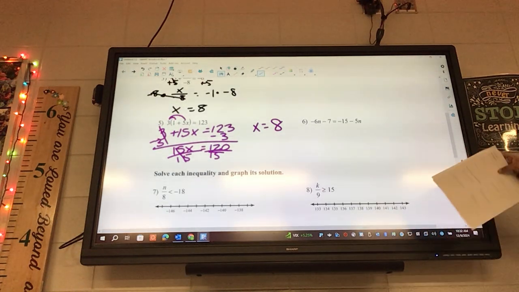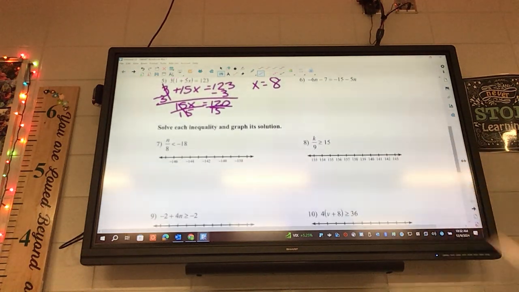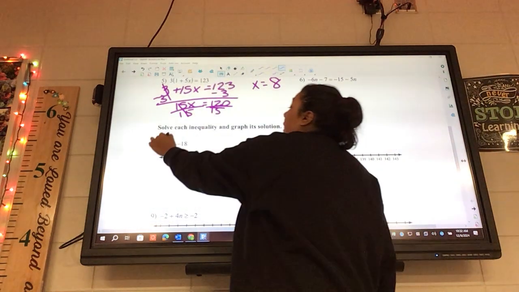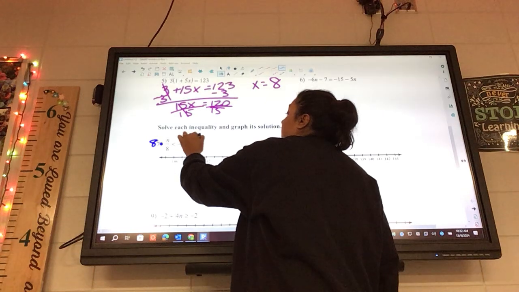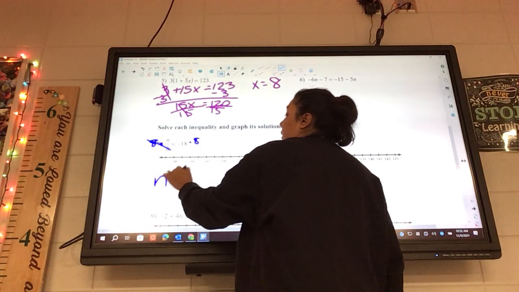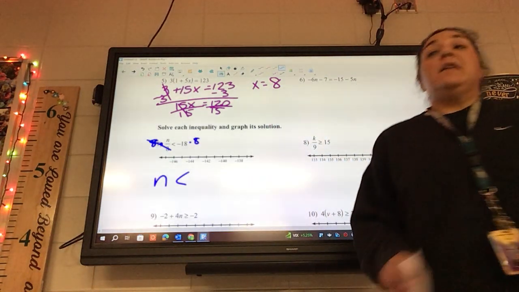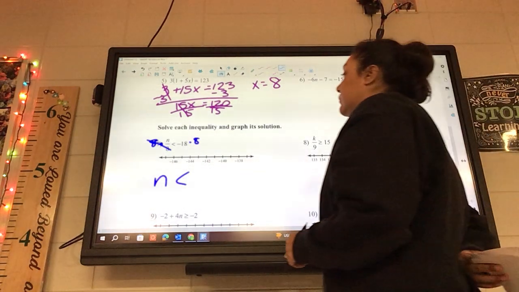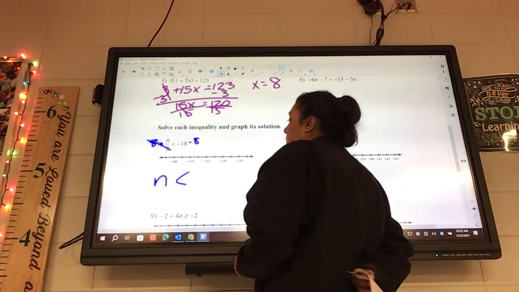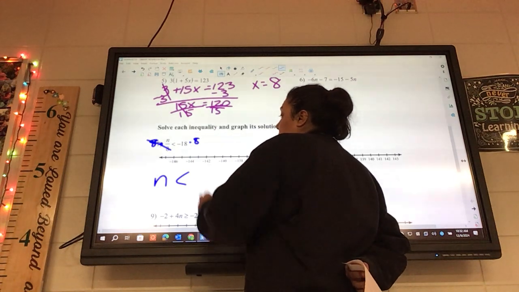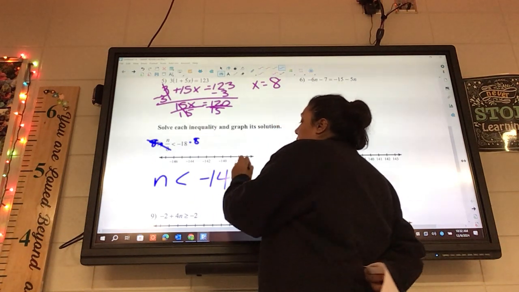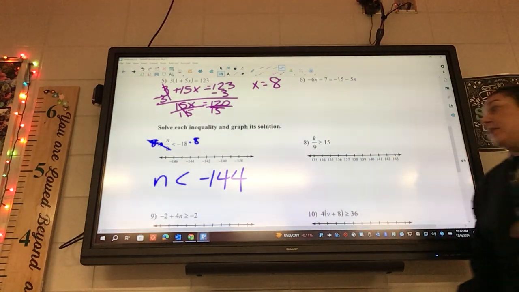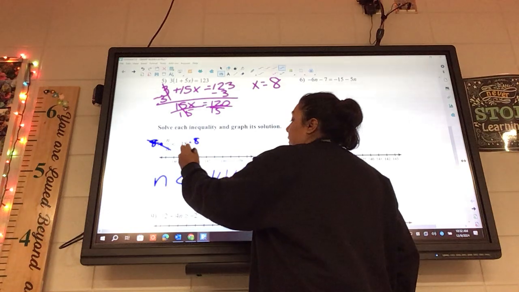Okay, number 7. What needs done? Multiply the 8. What is negative 18 times 8? Negative 144. Okay, should that be open or closed dot? Open dot. Going which way? Left.